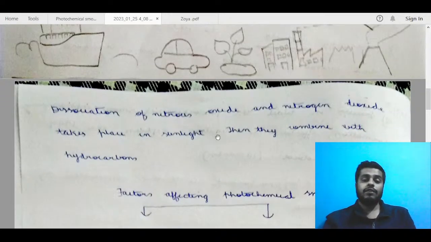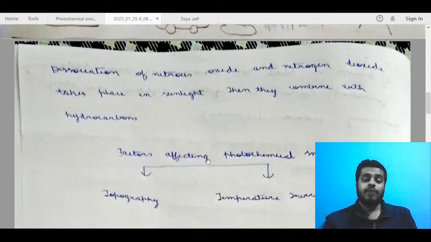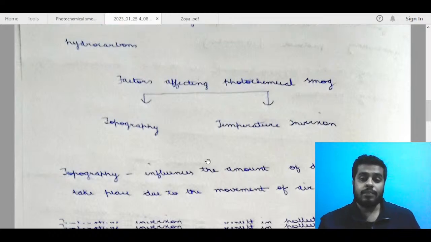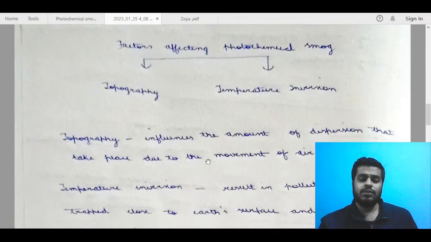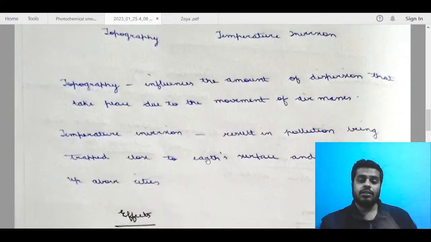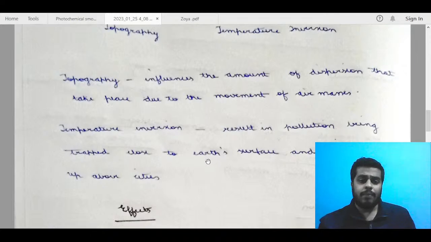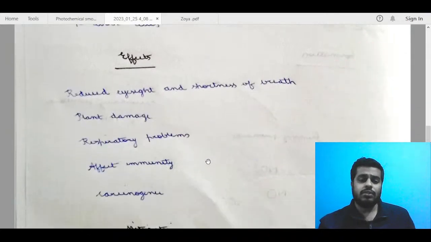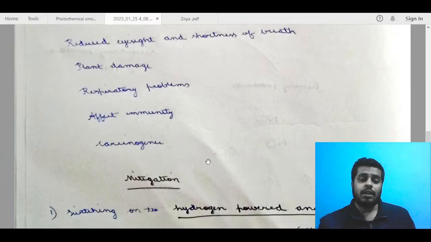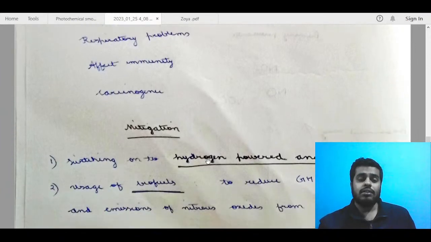Next, dissociation of nitrous oxide and nitrogen dioxide takes place in sunlight. Then they combine with hydrocarbons. Okay, factors affecting photochemical smog. We were talking about topography, temperature inversion. Okay, topography influences the amount of dispersion that takes place due to the movement of air mass. Temperature inversion results in pollution being trapped. Okay, fine, effects: reduced eyesight and shortness of breath, plant damage from carcinogenic oxidation. Is good.